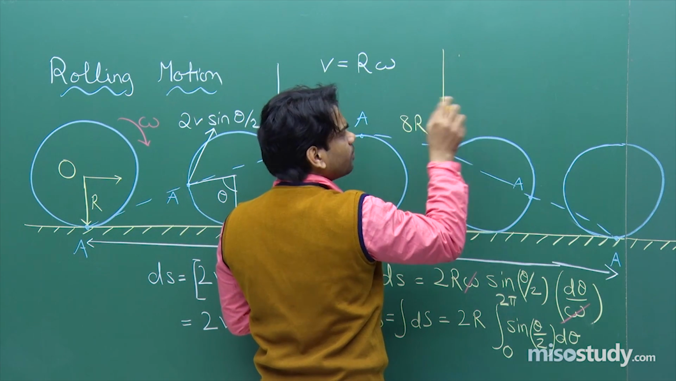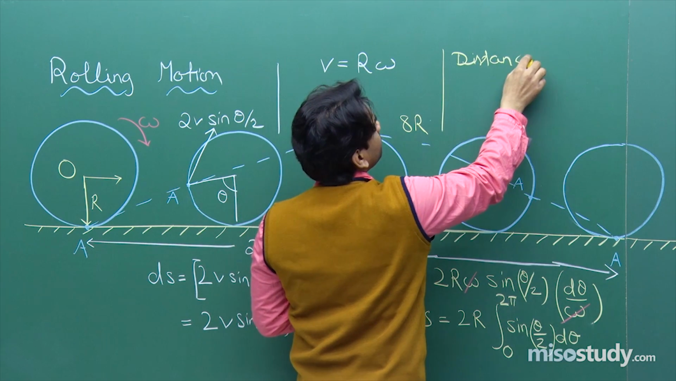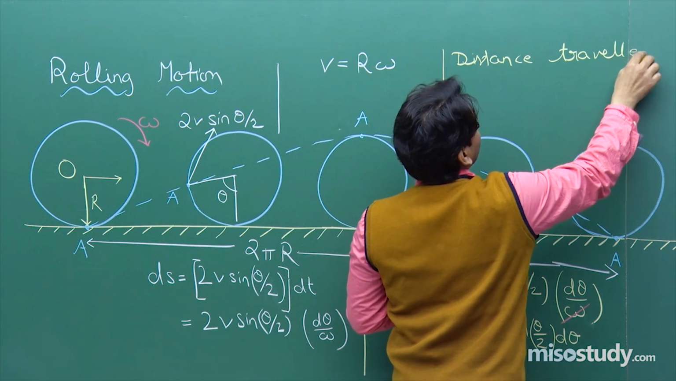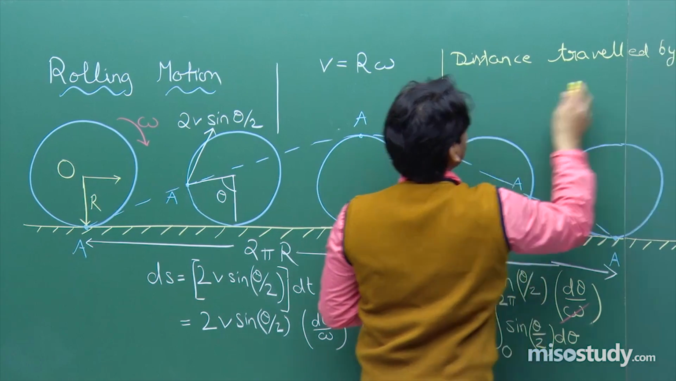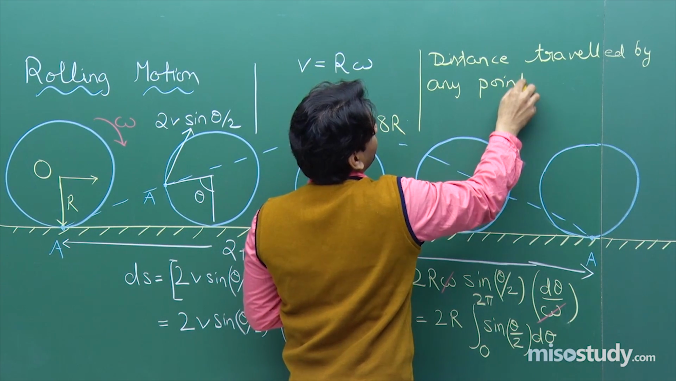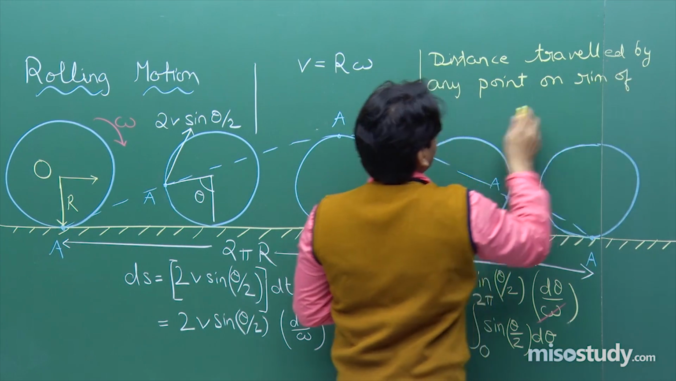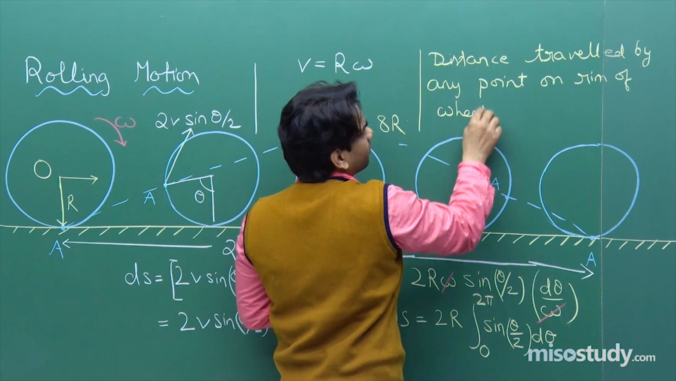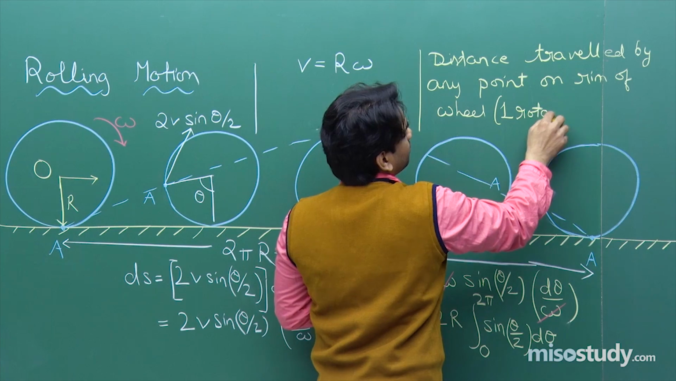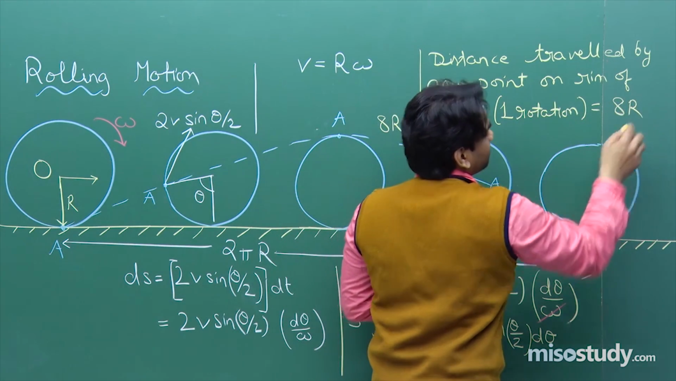Distance traveled by any point on the rim of the wheel is equal to 8r. Distance traveled by any point on the rim of the wheel in one complete rotation is equal to 8r. In one complete rotation, so I'm marking one rotation, is equal to 8r. That's quite obvious.